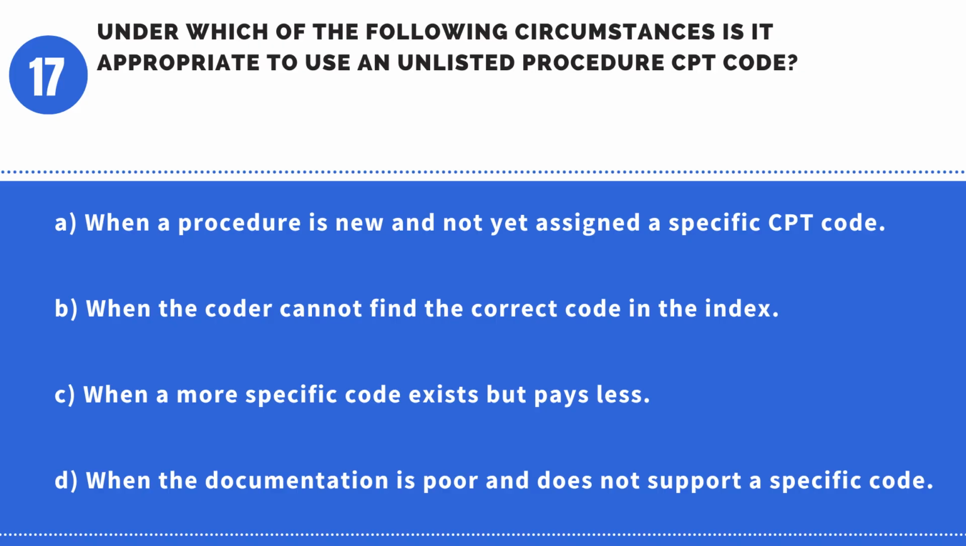Under which of the following circumstances is it appropriate to use an unlisted procedure CPT code? A. When a procedure is new and not yet assigned a specific CPT code. B. When the coder cannot find the correct code in the index. C. When a more specific code exists but pays less. D. When the documentation is poor and does not support a specific code.